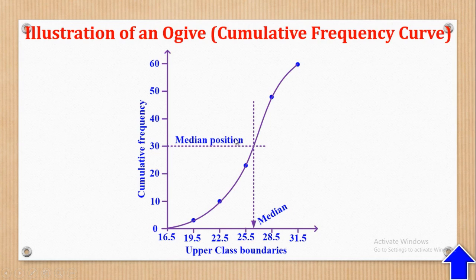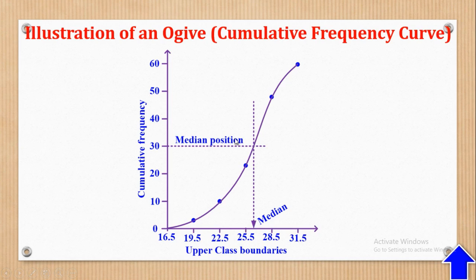So what we do, the vertical axis will have the values for cumulative frequency and the horizontal axis will have the values for the upper class boundaries. Then you plot the upper class boundaries corresponding to the respective cumulative frequencies, and after that you join them with a smooth curve, as you can see.